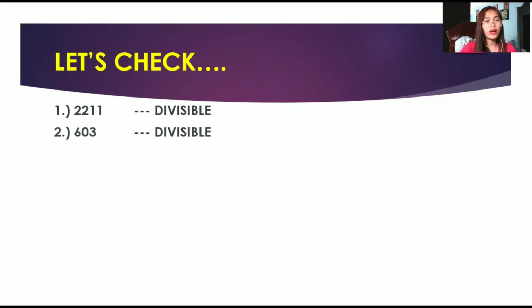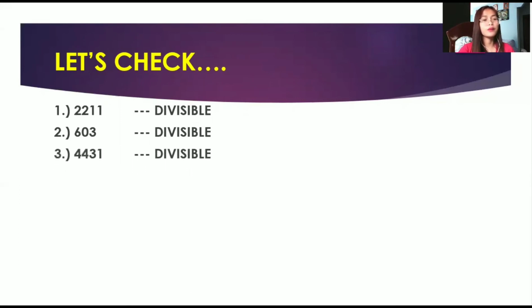603. So again, atong i-add 6, 0, and 3. So 6 plus 0 plus 3, that is equal to 9. So si 9 ba is divisible by 3? The answer is yes. Therefore, our answer is divisible. It is checked.